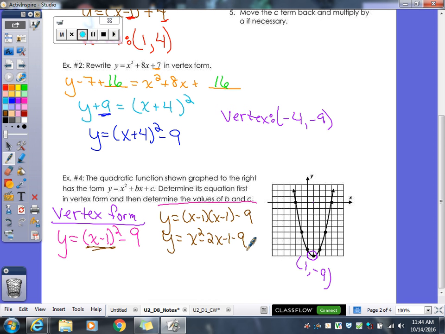So when I multiply that out, I get x squared minus 2x minus 1, and then minus our 9. So then in standard form, we get x squared minus 2x minus 10. Oh, you guys are paying attention. Good job. So that would be minus 8. Yay! I'm so happy to hear you guys caught me on that.